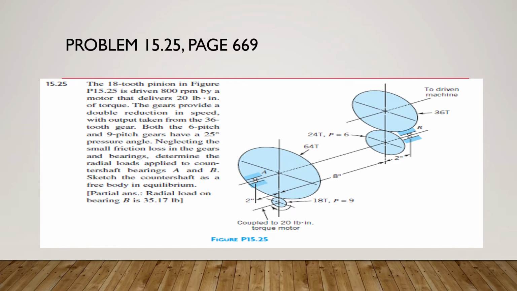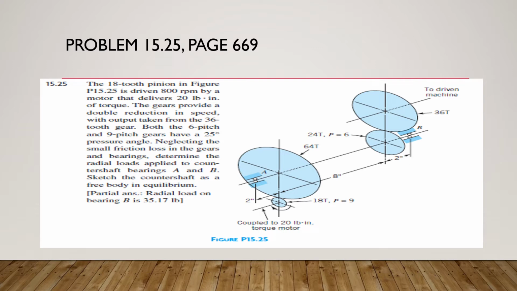So we're going to be doing problem 15.25 on page 669. It says the 18-tooth pinion in figure 15.25 is driven 800 RPM by a motor that delivers 20 pounds per inch of torque. The gears provide a double reduction in speed with output taken from the 36-tooth gear. Both the 6-pitch and 9-pitch gears have a 25-degree pressure angle.